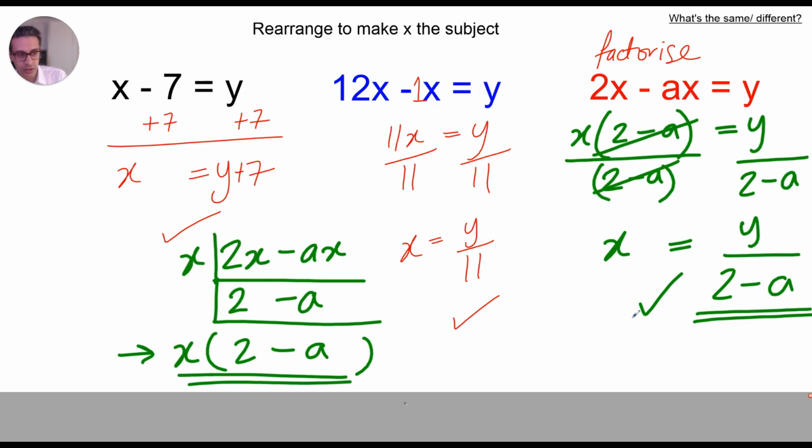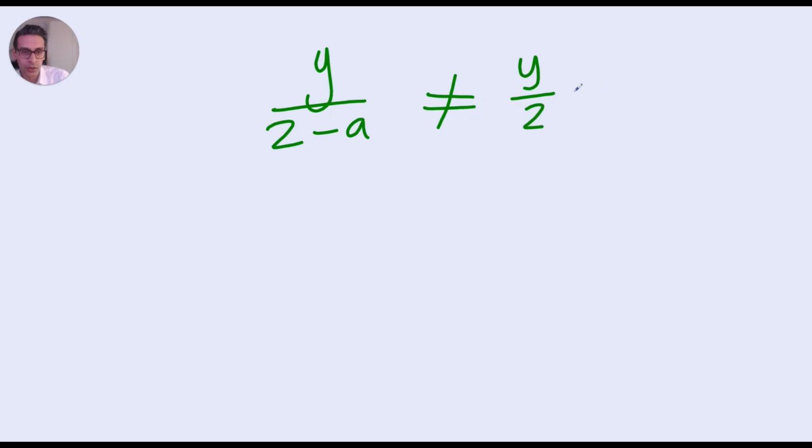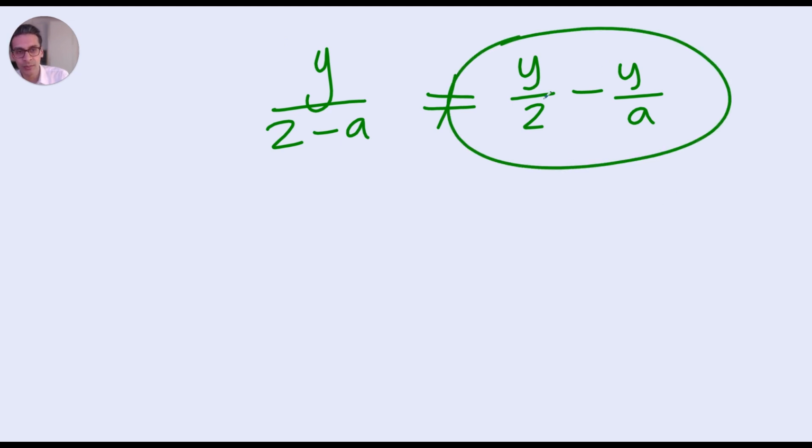Now, just a side note, when you have y over 2 minus a, that's not the same as y over 2 minus y over a. You can have a look at that in a bit more detail. If you try to add these up, you're going to need the same denominator. So you're going to end up with 2a as your denominator, and then your numerators don't match. So this is not the same thing. So this has to stay as y over 2 minus a. That is your final answer.